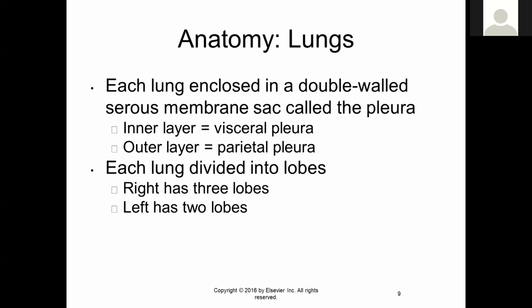Each lung has lobes. Right has 3, left has 2. Again, because of the heart. Left only has 2 lobes.